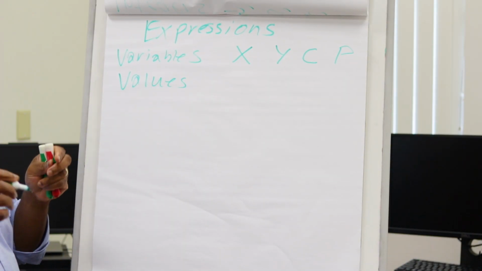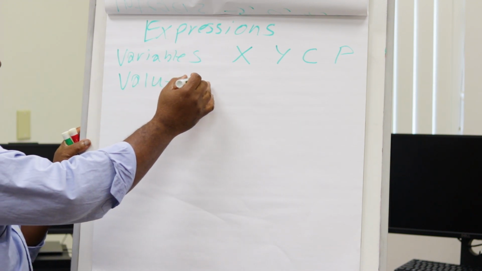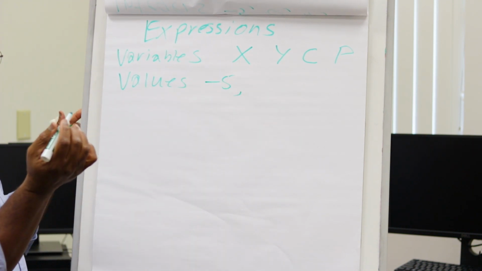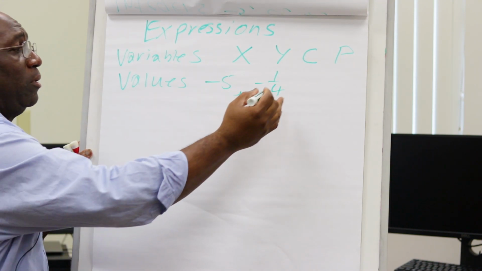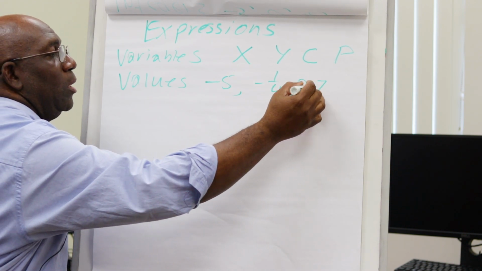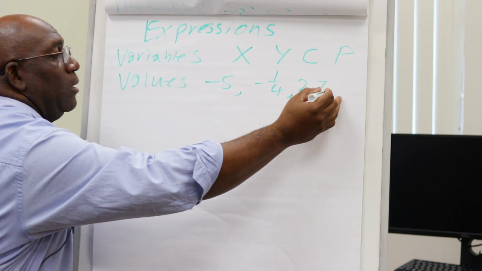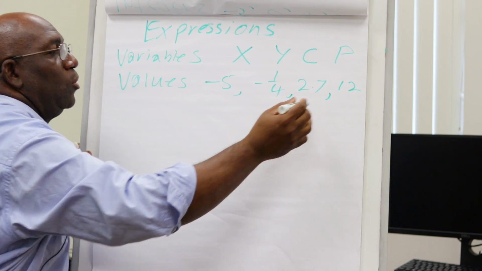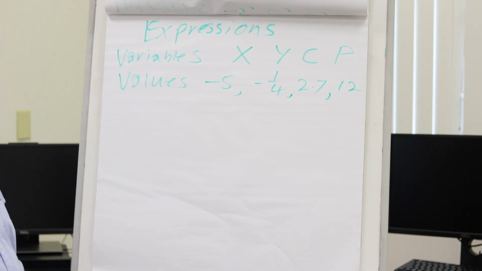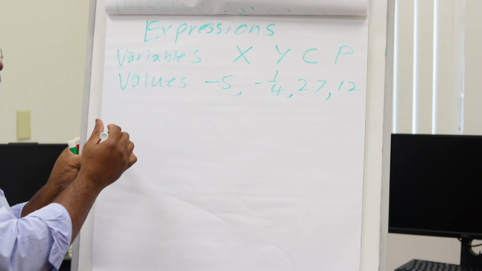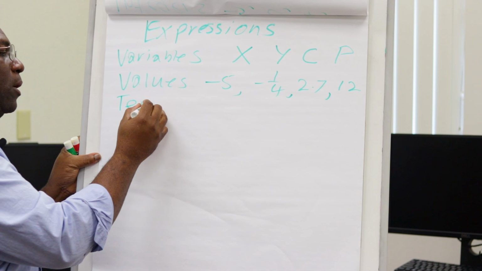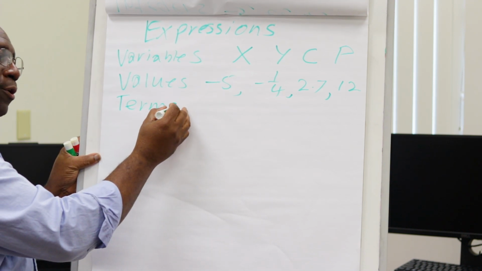Now, after variables, the next thing we have are these things we call values. Values are numbers, and those values can be anything from -5, -1/4, 2.7, 12, and so forth and so on. So those are values. We have variables and values. Those two things are going to come together to form something we call a term or terms.